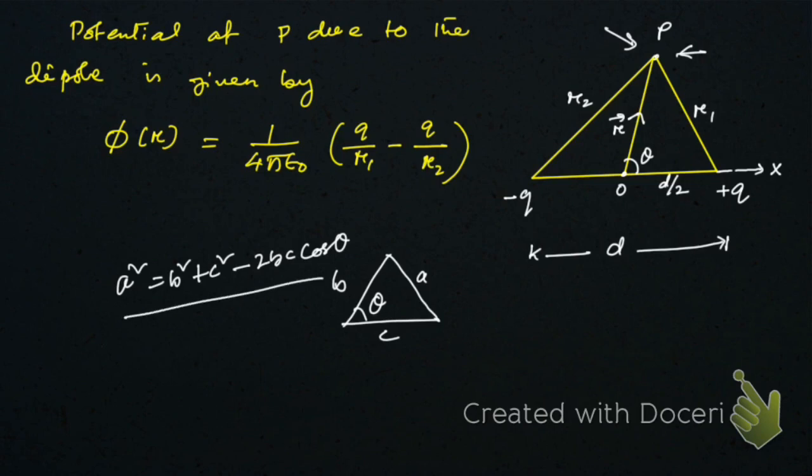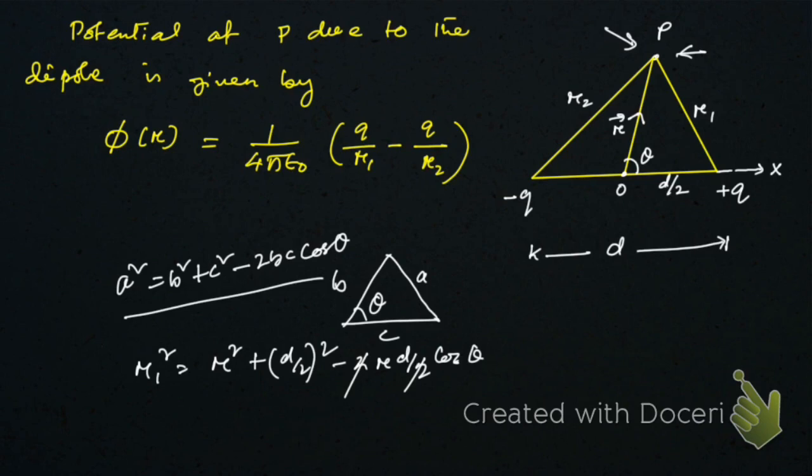Now if you apply the same rule here, this side is r, this side is r1, this side is d by 2, and the angle between these two sides is theta. Then r1 square will be given by r square plus d by 2 whole square minus 2 r times d by 2 cos theta. That's what we should get. And then the 2 will be cancelled, we will get r d cos theta, right?